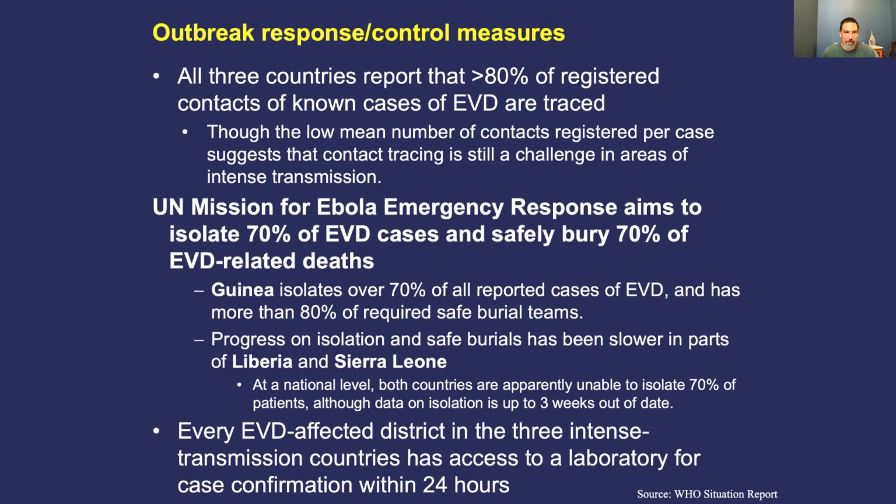The goals for the UN mission for the Ebola emergency response aim to isolate about 70% of the cases and safely bury 70% of the deaths. And so you can get a sense of what was going on here in Guinea and also in Liberia and Sierra Leone, where their progress was slightly slower on isolation and safe burials. But at this time, every EVD affected district in the three intense transmission countries did have access to a laboratory for case confirmation where they could get confirmation of infection status within 24 hours.